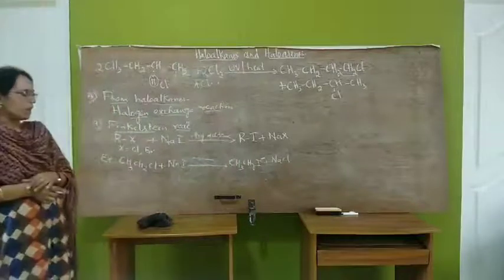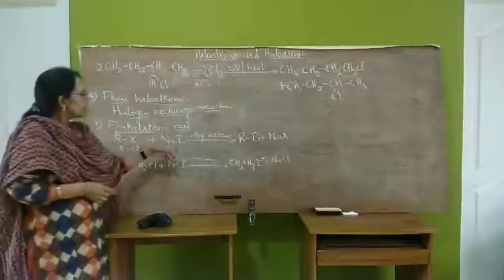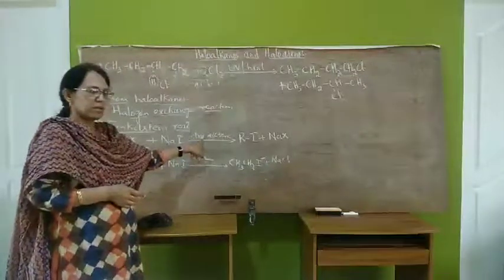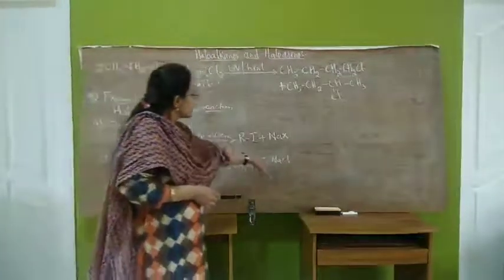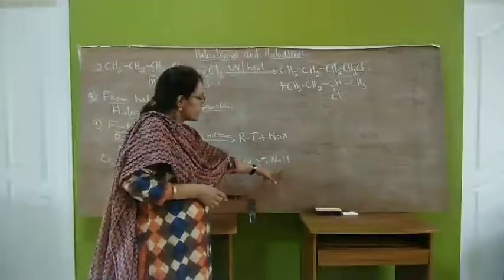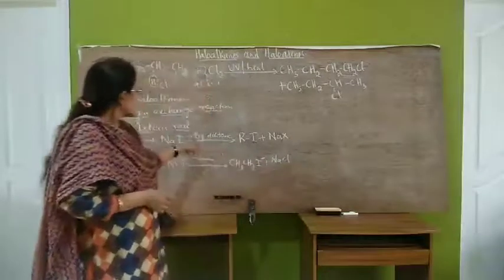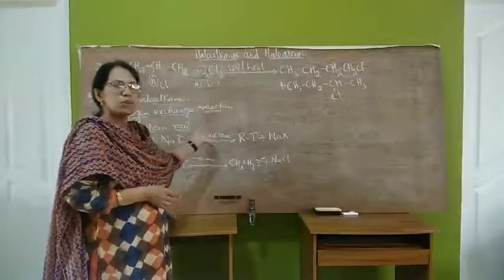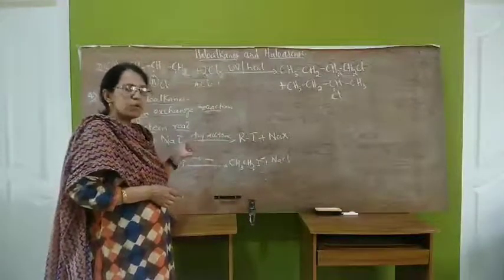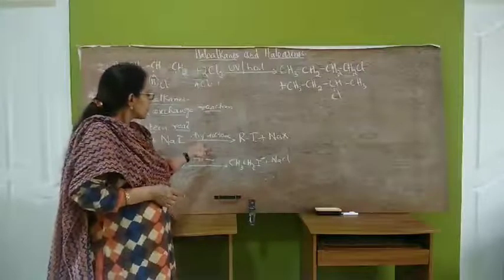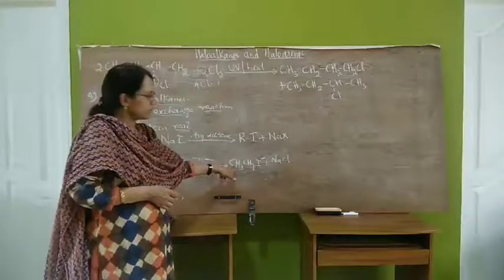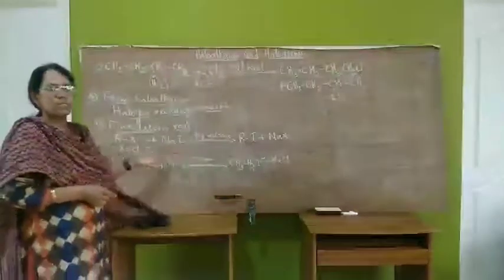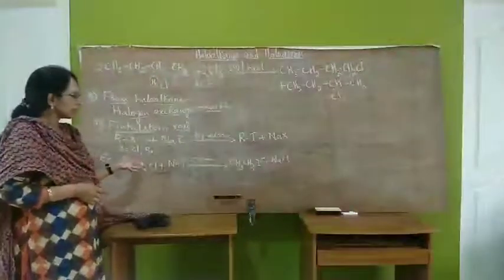plus NaBr. Here, sodium iodide is soluble in dry acetone, whereas sodium chloride or sodium bromide, which are formed, are insoluble in dry acetone and form an insoluble precipitate which is removed by filtration. So, the yield of the product, that is alkyl iodide, increases according to Le Chatelier's principle.